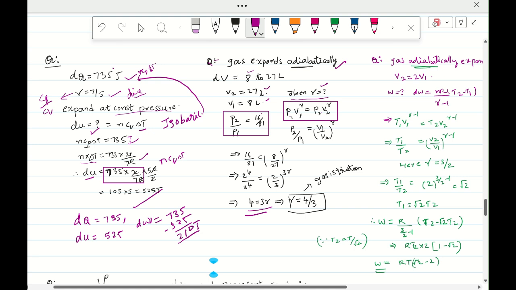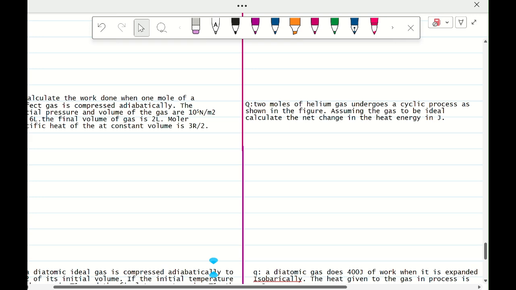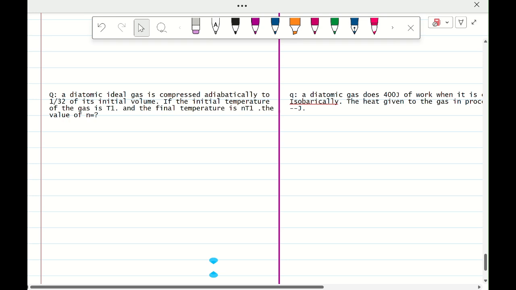So they have given adiabatic expansion. On these similar formulas I will explain. Here, a diatomic ideal gas is compressed adiabatically. So given diatomic, gamma is equal to 7 by 5, that is 1.4, to 1 by 32 of its initial volume, meaning V2 is equal to V by 32.